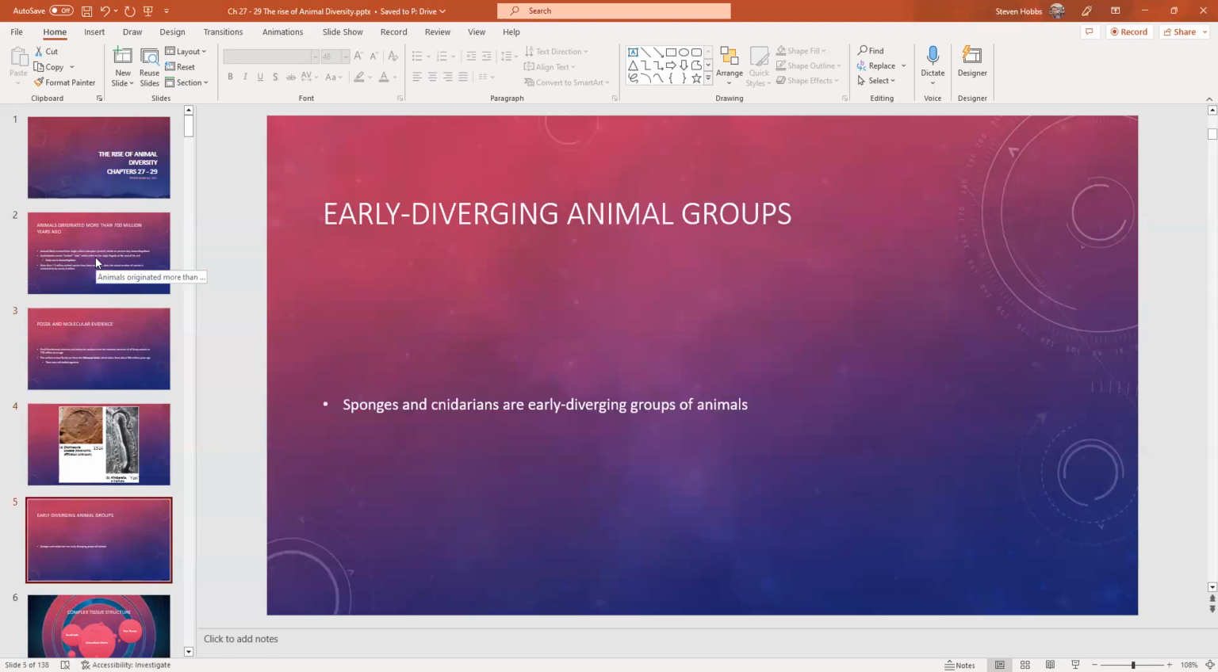Now, sponges and cnidarians are early diverging groups of animals. Sponges, you may be familiar with those from the bath or whatever. Sponges are aggregates of cells. They don't have any true tissues, so they're actually in their own classification. Cnidarians are jellyfish. They do have true tissues, but they only have 2 of them. Later on, we'll talk about the third type of tissue.